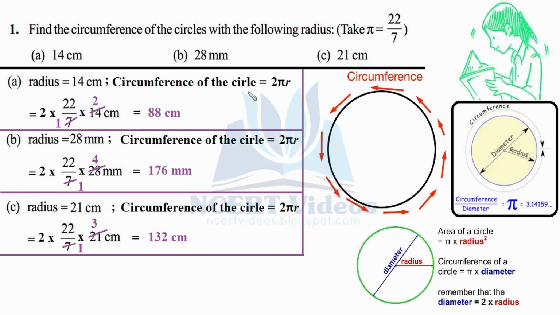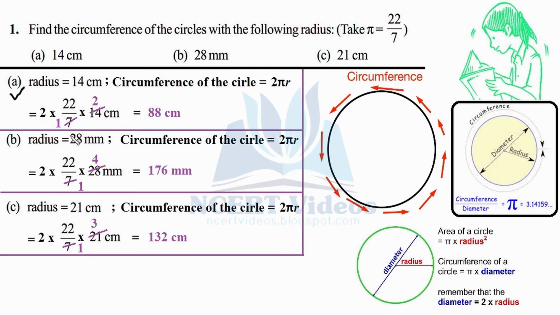So 2, as it is, nothing, means multiplication. Pi is 22/7 because we have to take this value, into r is 14 centimeter. Now 1 7 is 7, 2 7s are 14. So 2 2s are 4, and 22 4s are 88, or 22 into 2 is 44, 44 2s are 88, and always write centimeter. Centimeter is in one dimension, that is, it is the length.